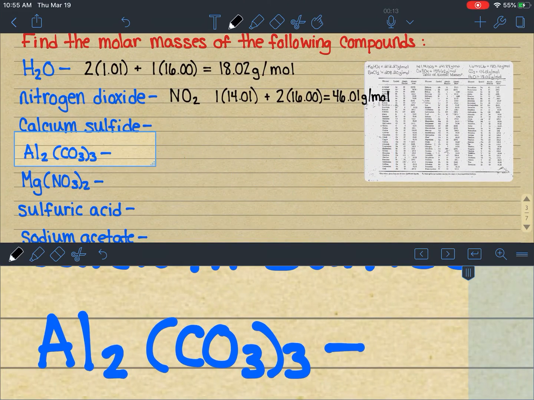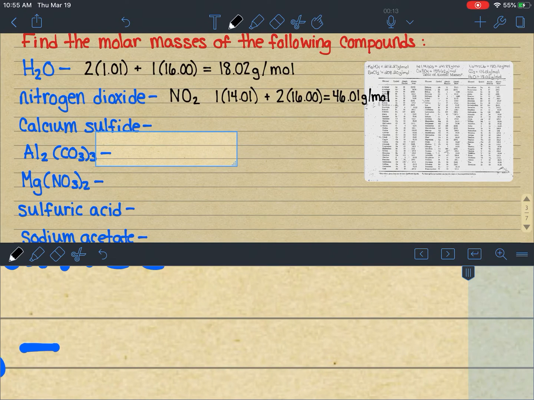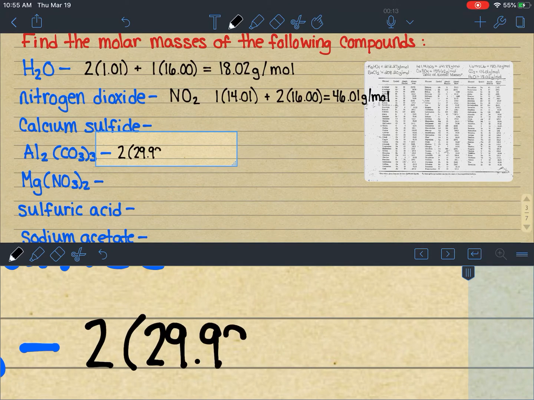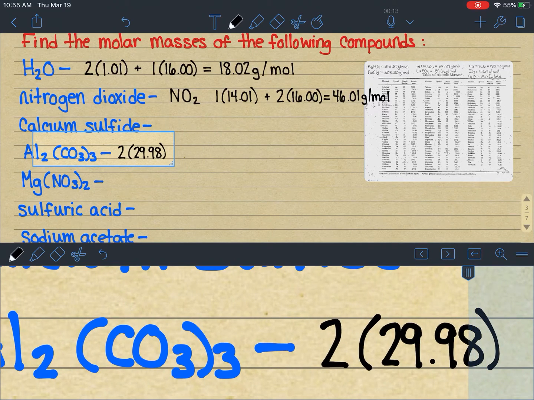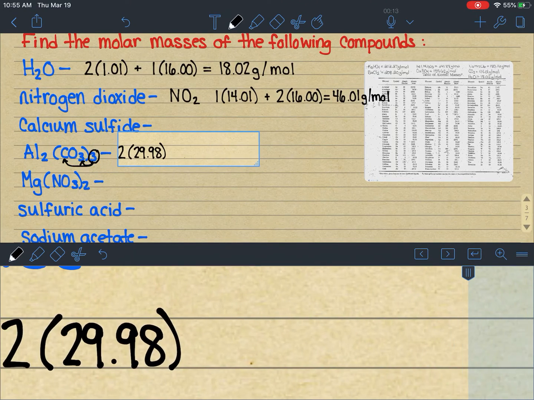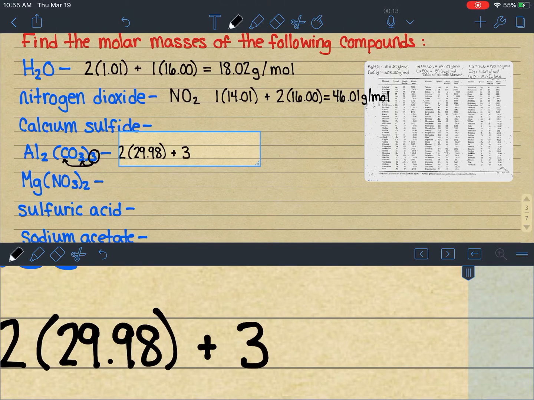All right, let's jump down to one that looks a little scarier, but again, if we just break it down into its little bits, it is not too scary. All right, so aluminum carbonate. We have 2 aluminums. So we're just gonna break this down. Each aluminum has a molar mass of 29.98. All right, then if we look at our carbons, we actually have 3 carbons present there. Again, what you see here distributes to everything on the inside. So we have 3 times the molar mass of carbon, which is 12.01.